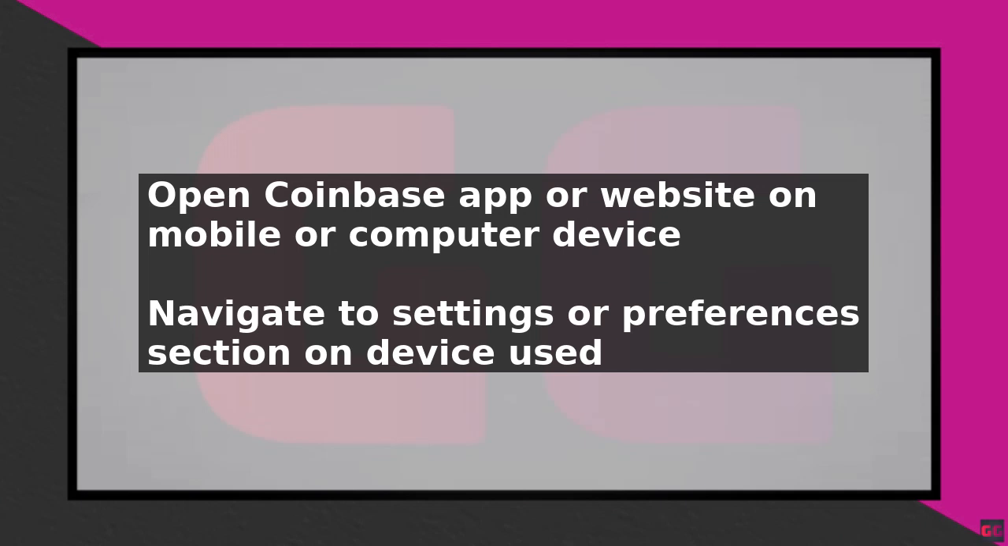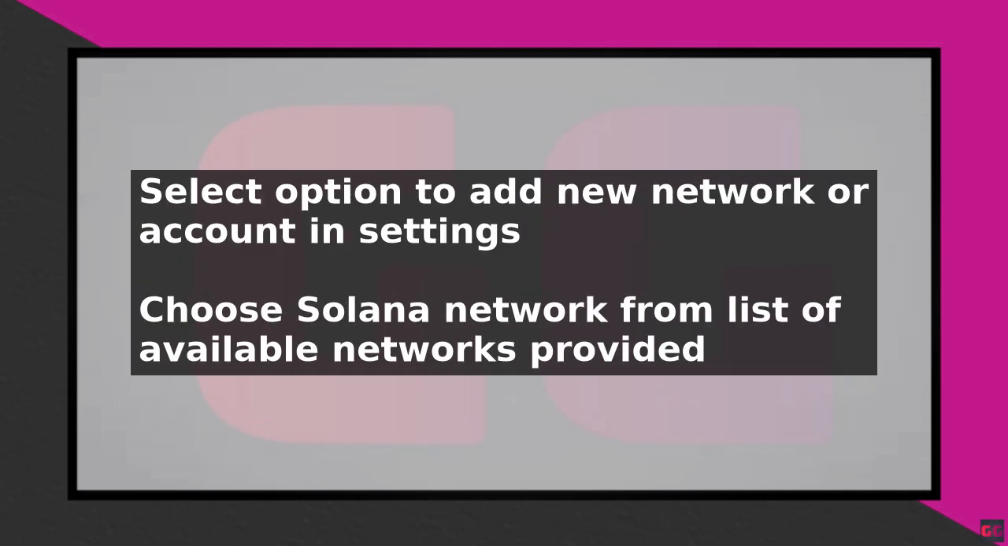In the Settings section, look for the option to add a new network or add a new account, and select it. You will then be presented with a list of available networks to add, including the Solana network. Select the Solana network from the list and follow the prompts to add it to your Coinbase account. You may be asked to review and agree to the terms and conditions of using the Solana network on Coinbase.